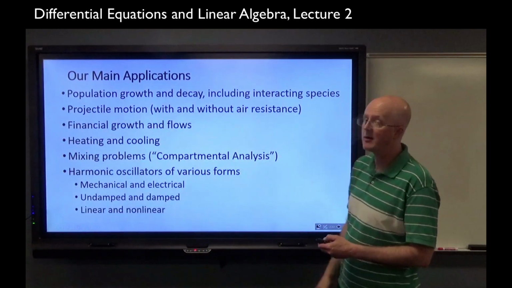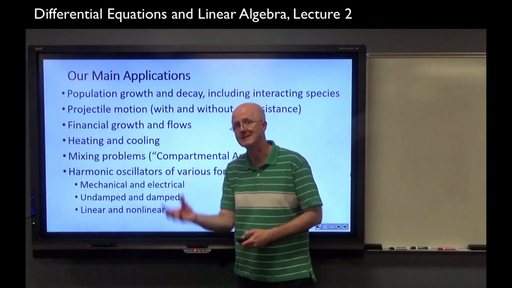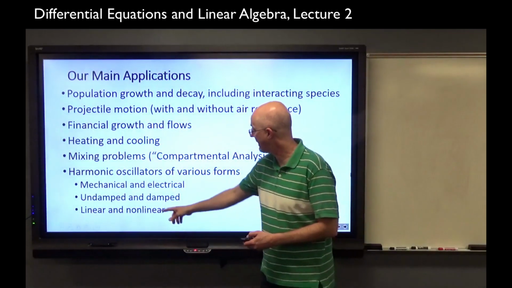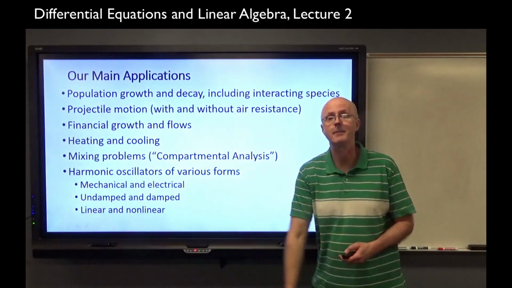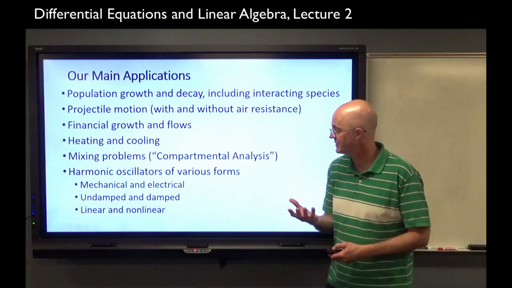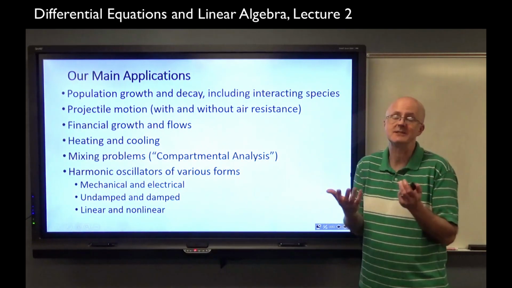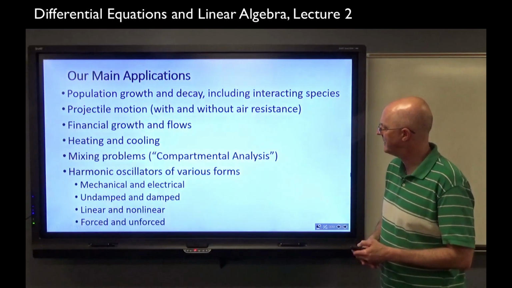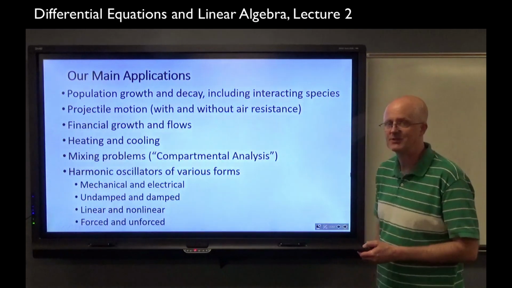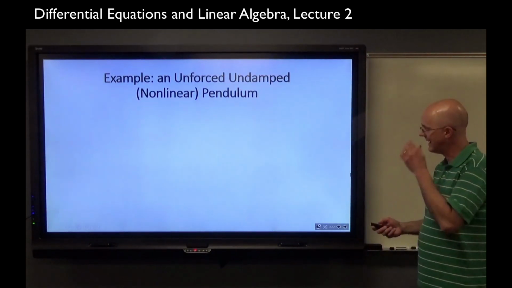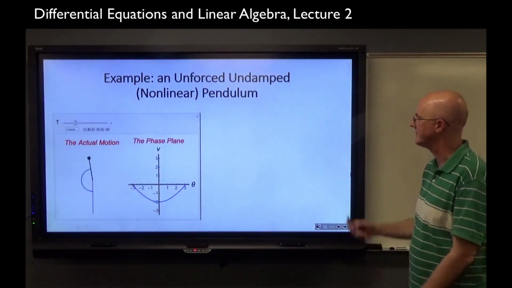Linear and nonlinear. The harmonic oscillator we talked about in lecture 1, a mass on a spring, is an example of a linear one. We can find formulas for solutions. I'm about to show you a nonlinear oscillator, that's the pendulum, where we can't actually find ordinary kinds of formulas for the solution, though you can essentially define new functions that would be new kinds of formulas. And then finally, forced and unforced, whether we have some sort of external forcing or not. All right, so here's an unforced, undamped, nonlinear pendulum.